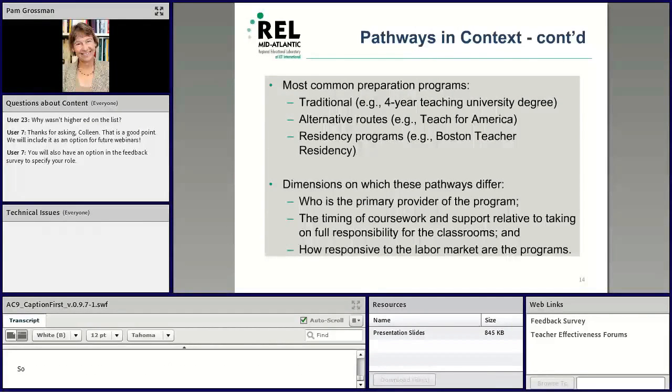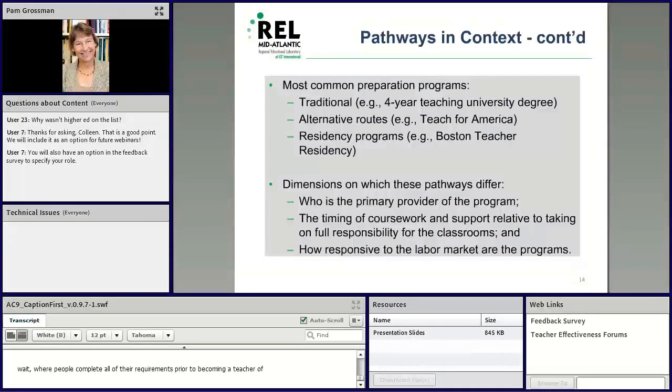So some of the most common preparation programs fit into these three categories, and they'll be the categories we're going to talk about a little bit more. First, there's what's called the traditional or university-based pathway. The labels often get in the way because, as we'll see, many of the alternative route pathways are also based in universities. But the traditional route is a four-year degree program. This is most often undergraduate, where people complete all of their requirements prior to becoming the teacher of record.